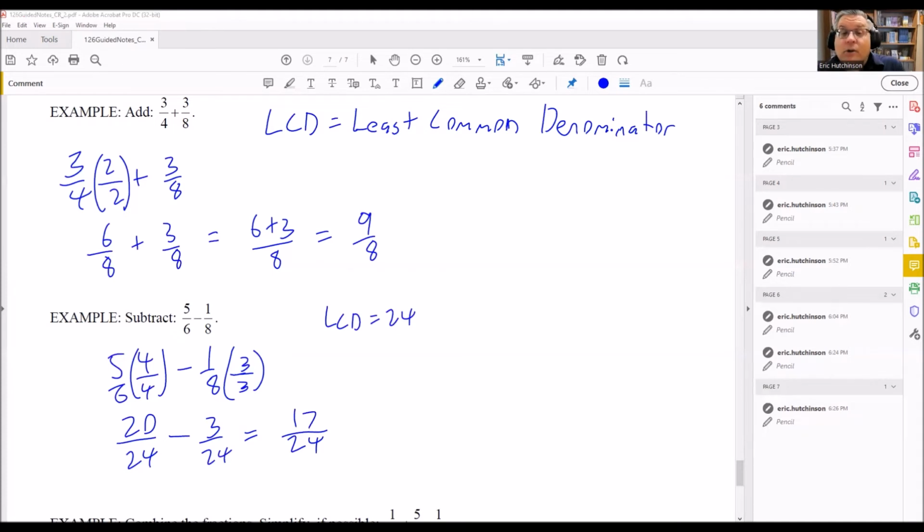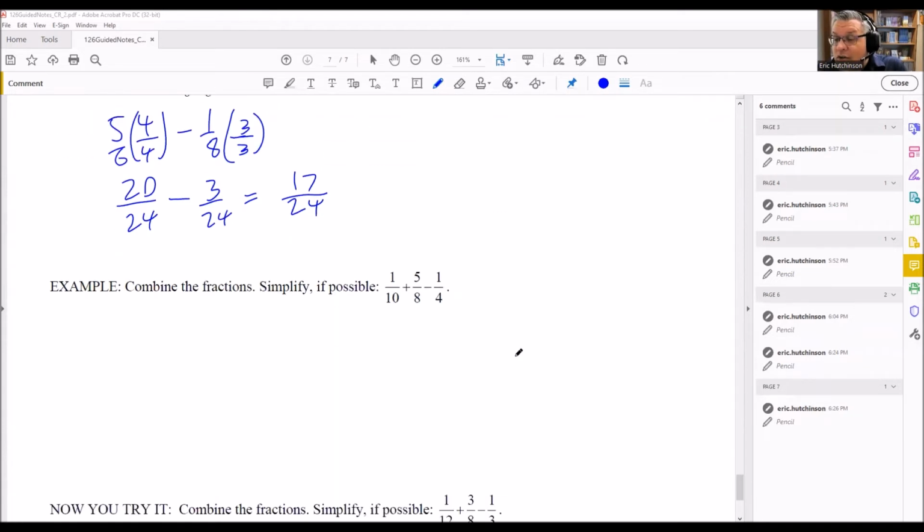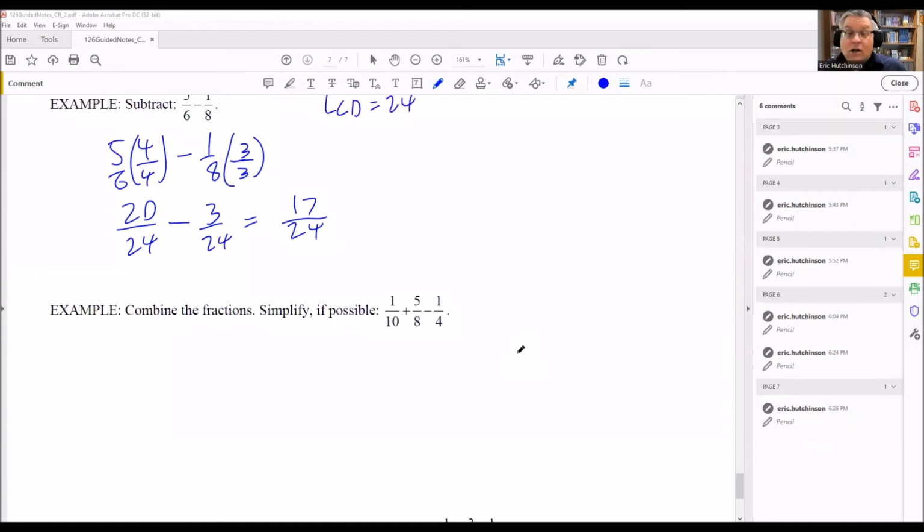So the most important thing, remember, is you need common denominators in order to do that. So what happens if you happen to have three fractions? Let's do one with 3 fractions. Okay, so we have that. 3 fractions here. All right, well, we're still going to do exactly the same thing.